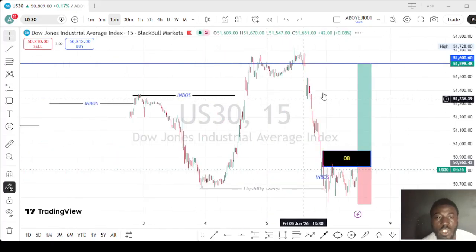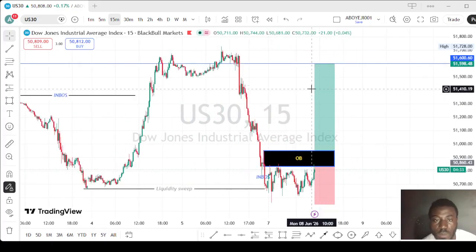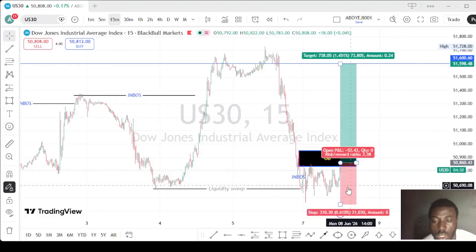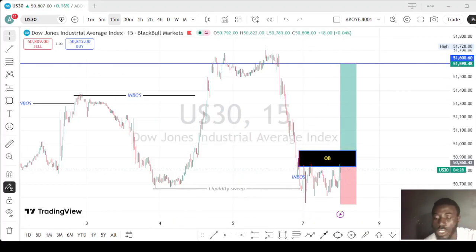So let's be patient and be focused. This is what I'm seeing inside the US 30. This is what the US 30 gave us. So let's be patient and be focused.